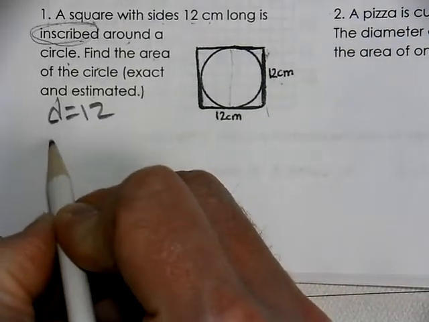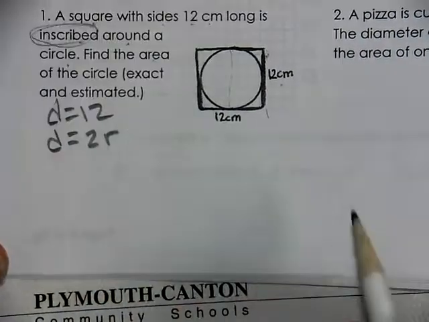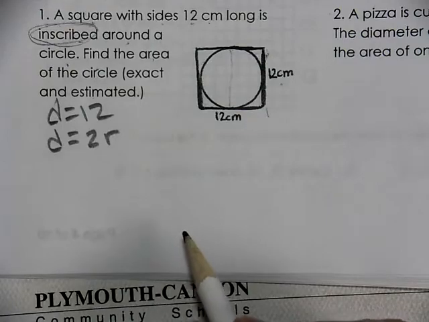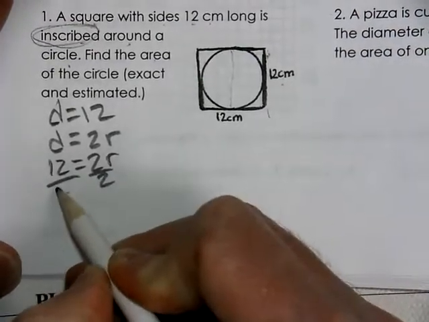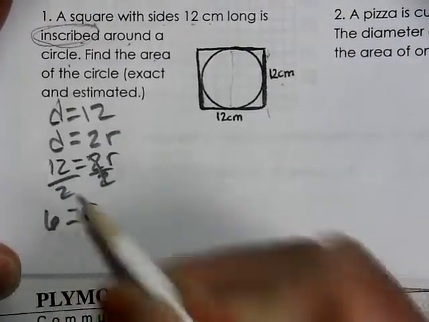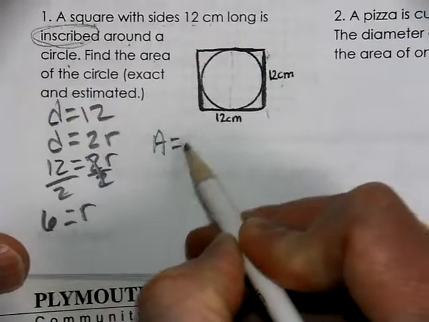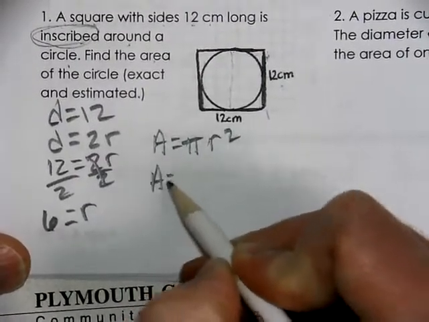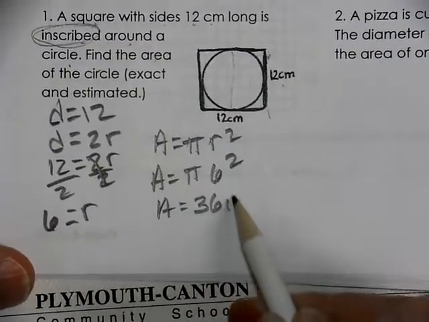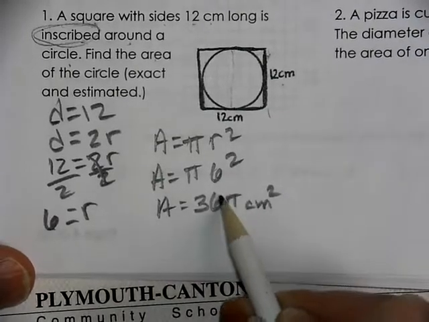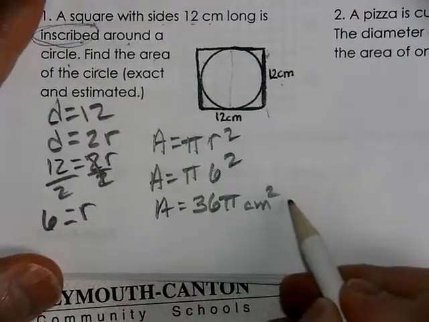So my area needs radius, and diameter equals 2 times r. The radius times 2 is my diameter. So 12 equals 2r. So I know my radius is 6. So my area is going to be pi r squared. Pi times 6 squared. So my exact answer is 36 pi centimeters squared. That's my exact answer.